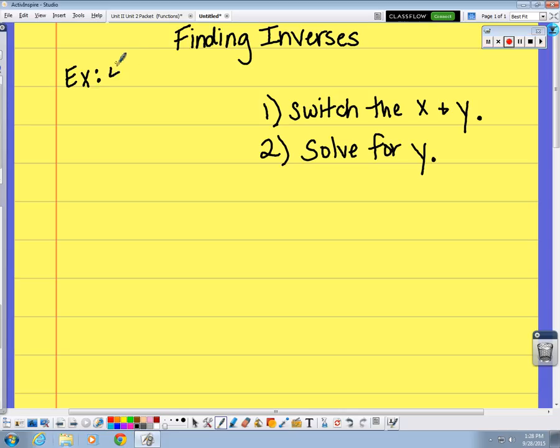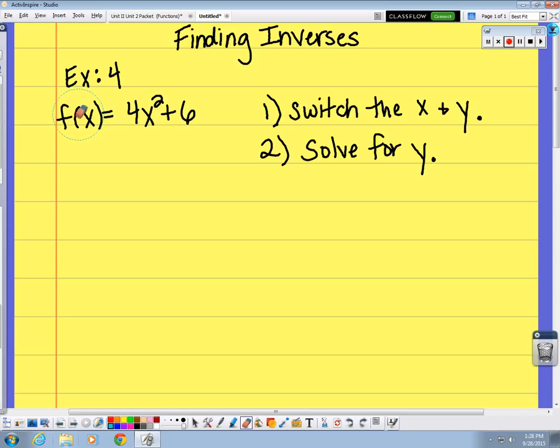Alright, example 4. F of x equals 4x squared plus 6. Okay, what is different about this one? Right, there's no y equals, it says f of x equals. But what do we all know about f of x? It's the same thing as y.